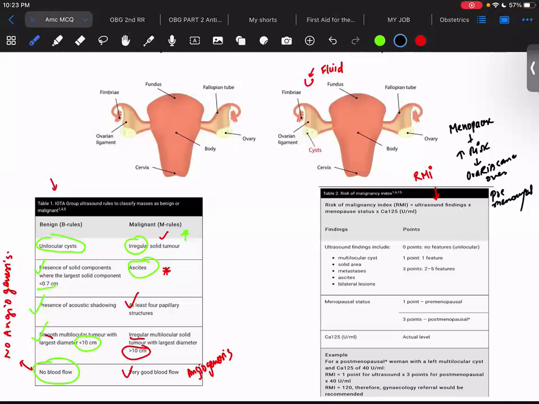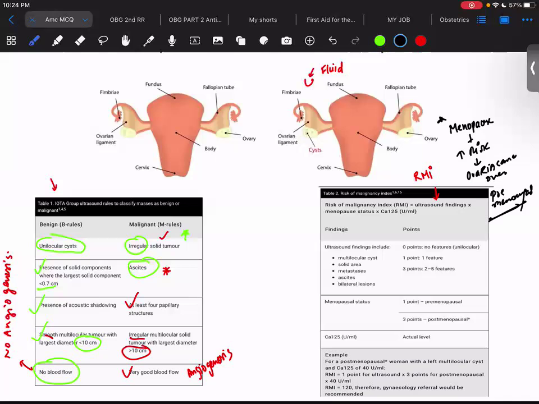okay, or young. So any patient who has menopause with an ovarian adnexal mass, we need to check the tumor markers. This is what you need to remember. Any patient. So I am writing it. Okay, we'll discuss this in the next slide.